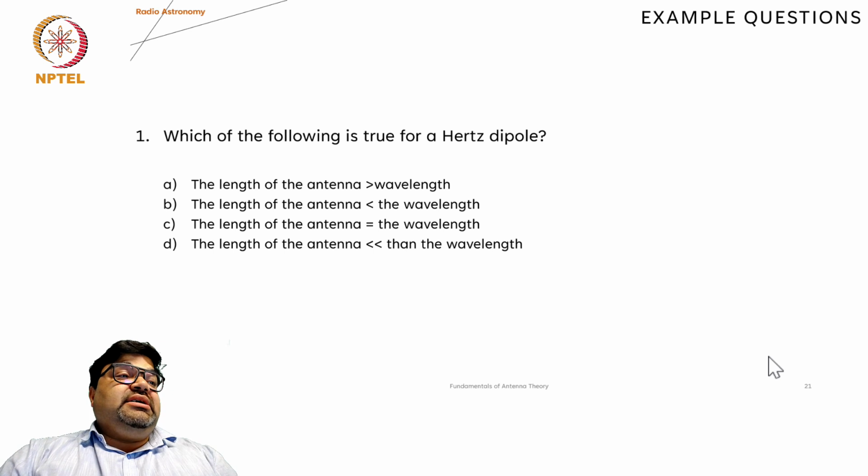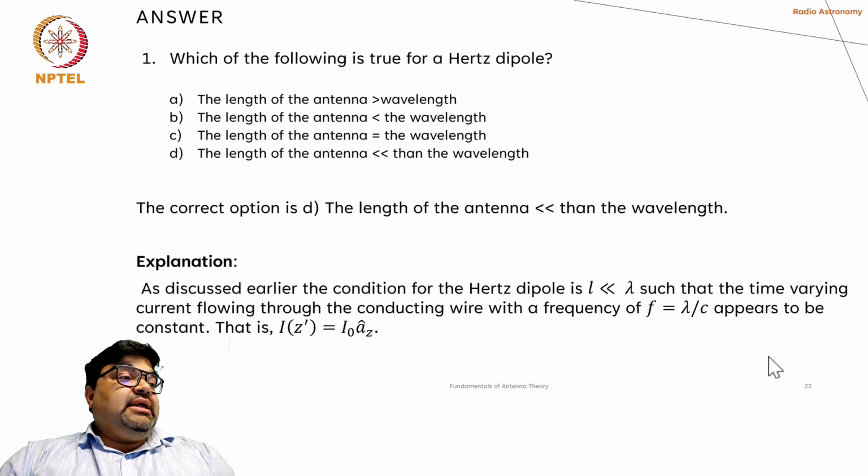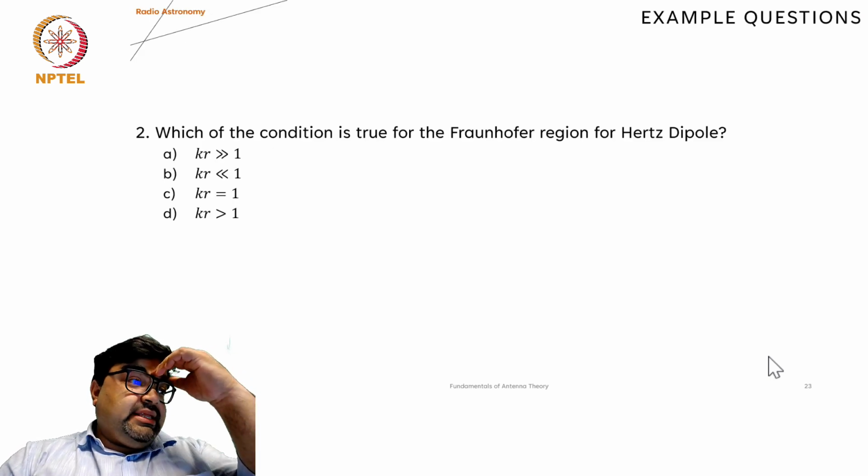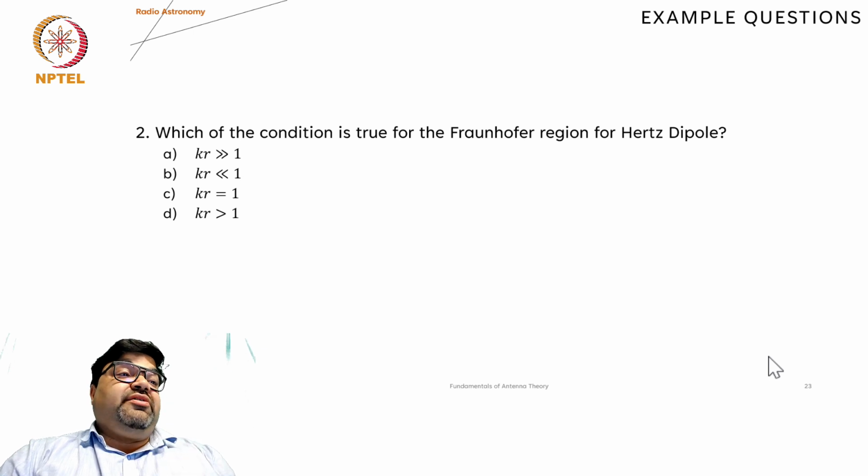Which of the following is true for a Hertz dipole? The length of the antenna is greater than the wavelength. Length of the antenna is less than the wavelength. Length of the antenna is equal to the wavelength. Length of the antenna is much less than the wavelength. The correct option is D. The length of the antenna is much lesser than the wavelength, and this is already discussed in the assumptions of the Hertz dipole treatment.